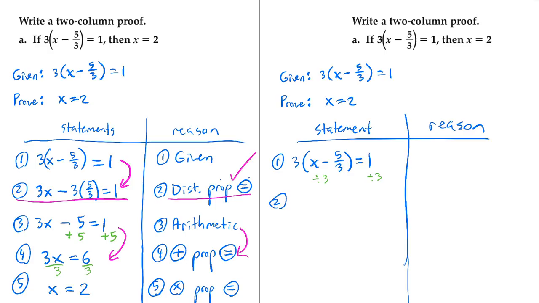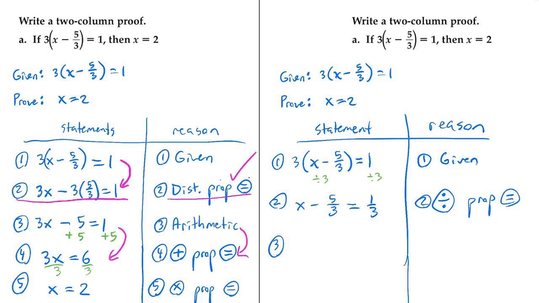So we now get x minus 5/3 equals 1 divided by 3, 1/3. Oh, I didn't write the reason. We know that first thing is true because it was given. And we know the second thing is true because of the division property of equality. Okay, now the third thing, what are we going to do with the third thing? We are going to add 5/3 to both sides, right?